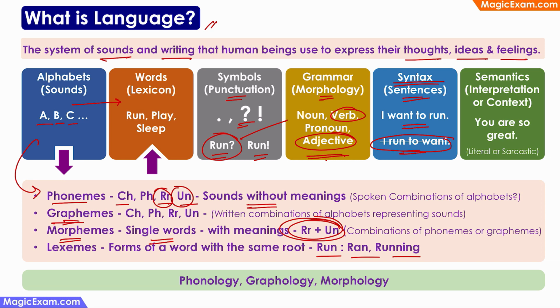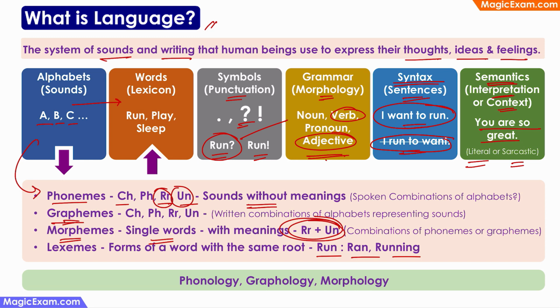And then we come to semantics. Semantics is interpretation or context of these sentences. For example, if I tell somebody, you are so great, this is a simple sentence. However, I can say this sentence literally, when I'm praising somebody, you are so great. Or I can be sarcastic, you are so great. So that is a sarcastic way of interpreting the same sentence. So semantics provide us with a context on how to interpret this sentence. So these are the different parts of a language.